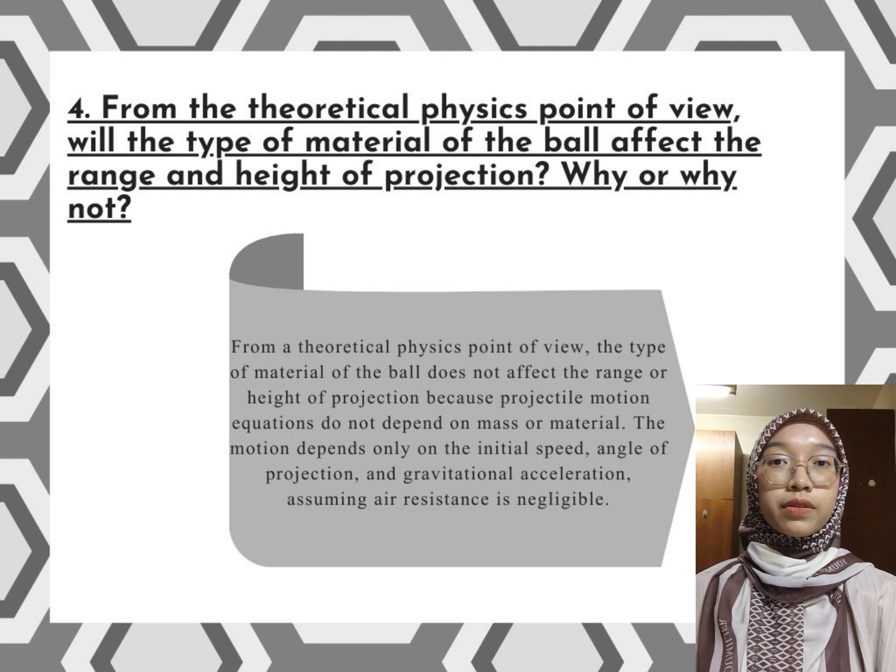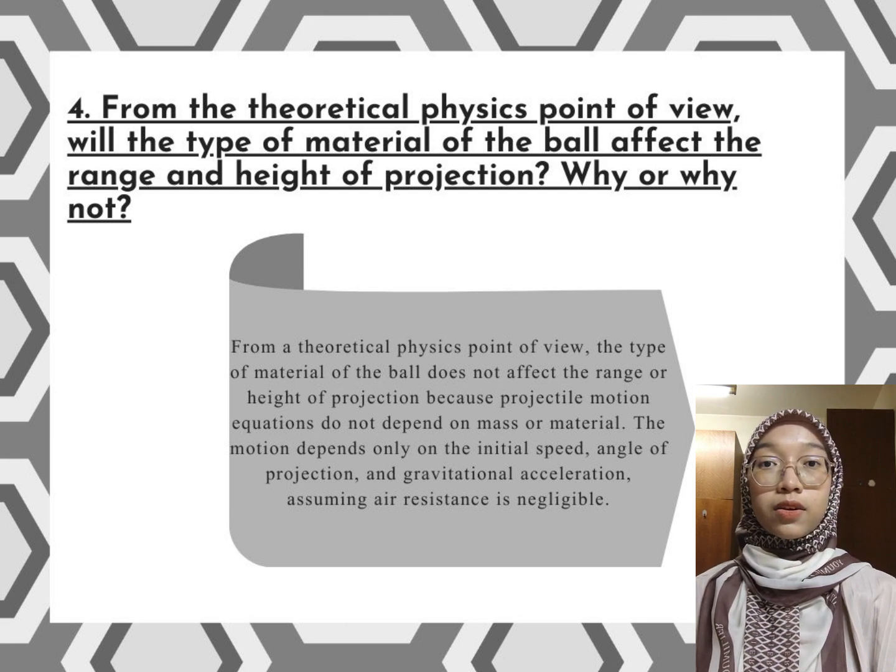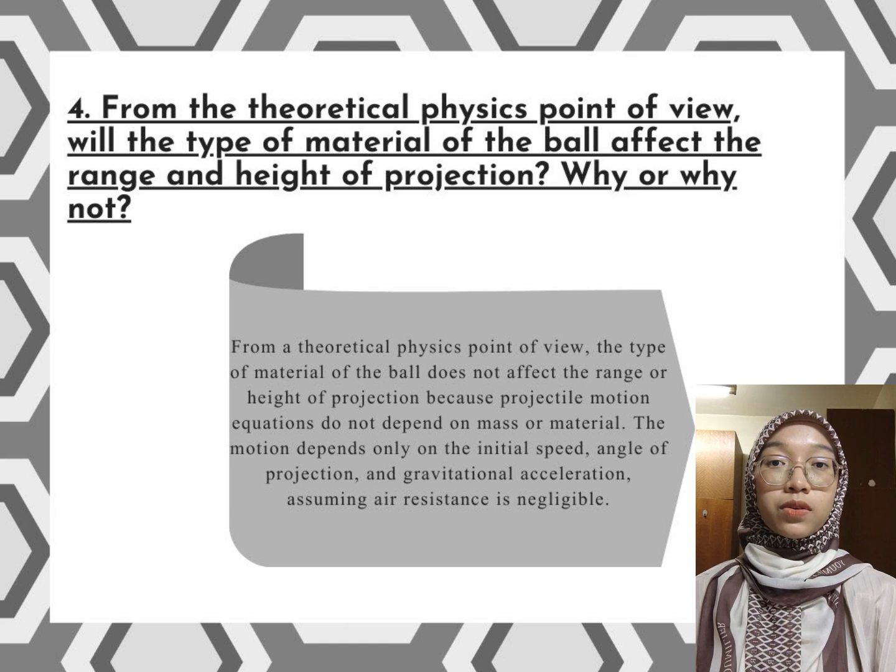For the fourth question, from the theoretical physics point of view, will the type of material of the ball affect the range and height of the projection? Why or why not? From a theoretical physics point of view, the type of material of the ball does not affect the range or height of projection because projectile motion equations do not depend on mass or material. The motion depends only on the initial speed, angle of projection, and gravitational acceleration, assuming air resistance is negligible.